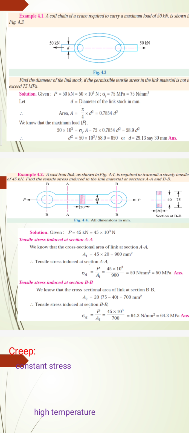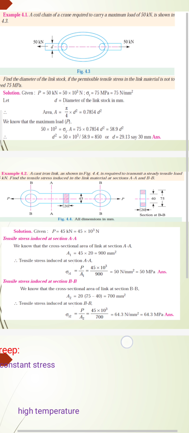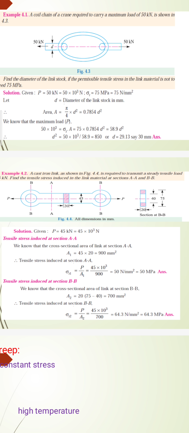Consider A2 here. Many times students may get confused and put down the value of A1. Do not do this. So it is 45 into 10 raised to 3 upon 700, which is equal to 64.3 Newton per mm square.